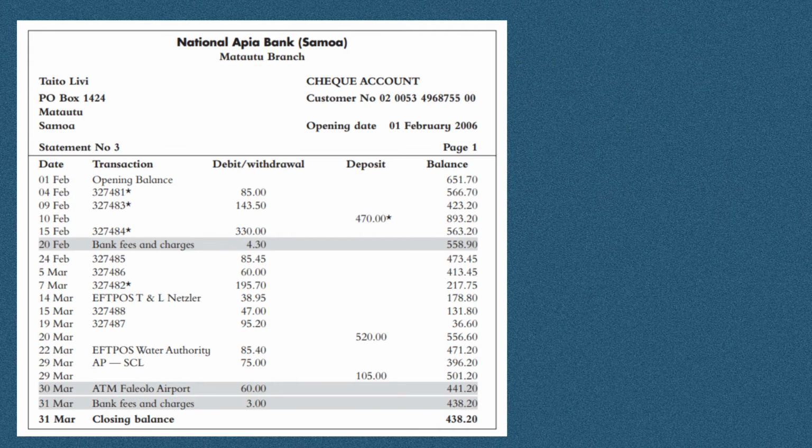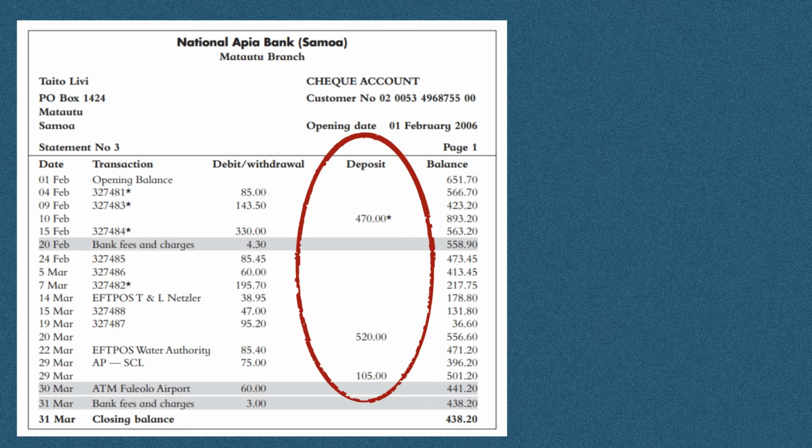Here is an example of a bank statement. To keep it short, this statement gives full details as to where business cash was received from, as well as where money was spent on. On that note, the deposit section of the bank statement shows where money was received from and how much.